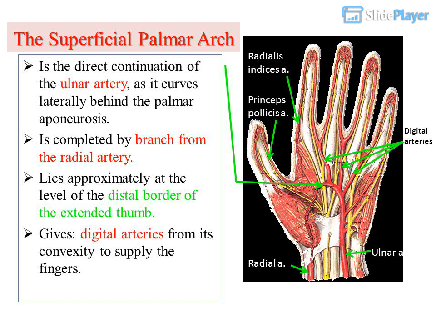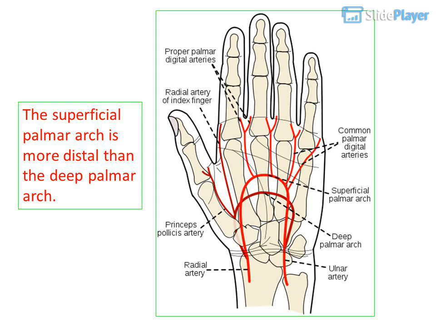The superficial palmar arch is the direct continuation of the ulnar artery as it curves laterally behind the palmar aponeurosis. It is completed by a branch from the radial artery. It lies approximately at the level of the distal border of the extended thumb, and gives digital arteries from its convexity to supply the fingers. The superficial palmar arch is more distal than the deep palmar arch.